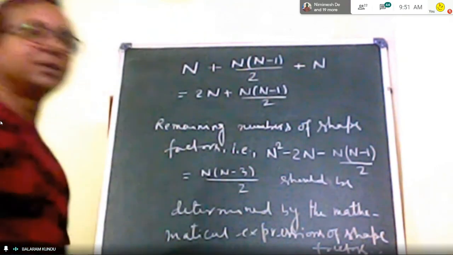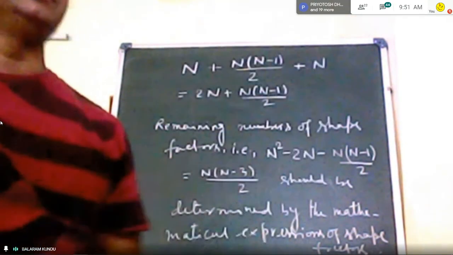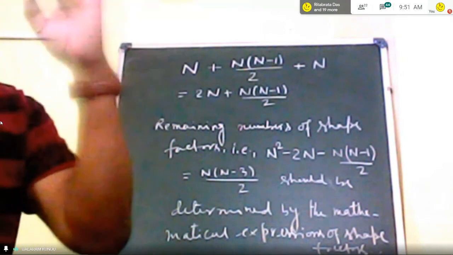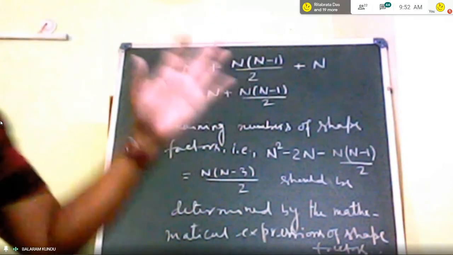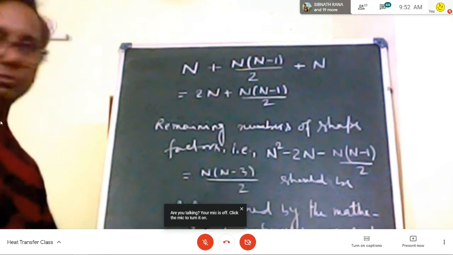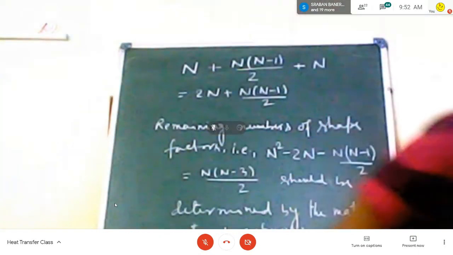So therefore, remaining number will be determined from the mathematical expression of shape factor. So that value will be n into n minus 3 divided by 2. So whether clear or not?